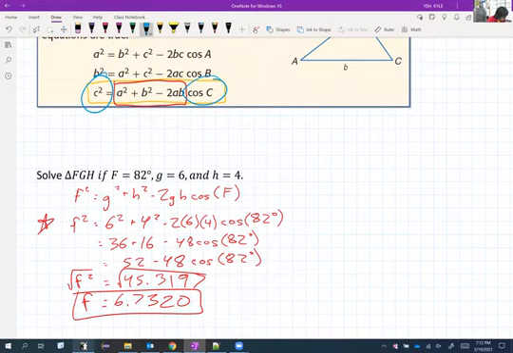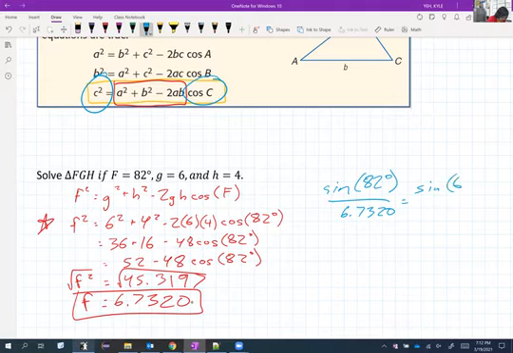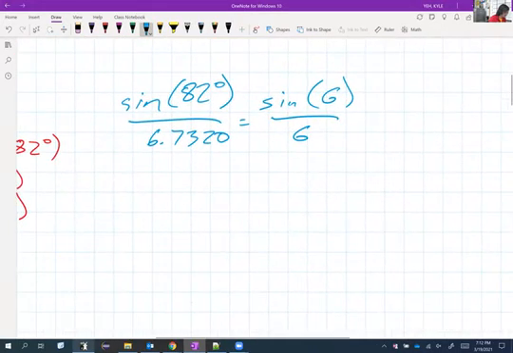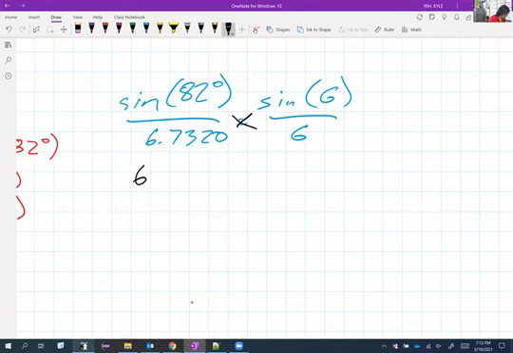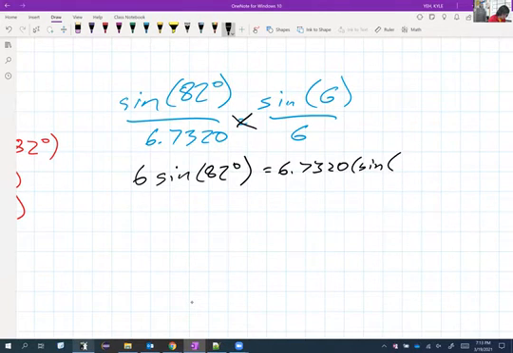So I'm going to come over here and say sine of 82 degrees over 6.7320, now that I know what F is, equals sine of G over 6. G's and 6's look similar. But I'm looking for angle G. So I'm just going to cross multiply. We've done this in the last lesson. We did this a ton. So 6 times sine 82 degrees equals 6.7320 times sine of G.